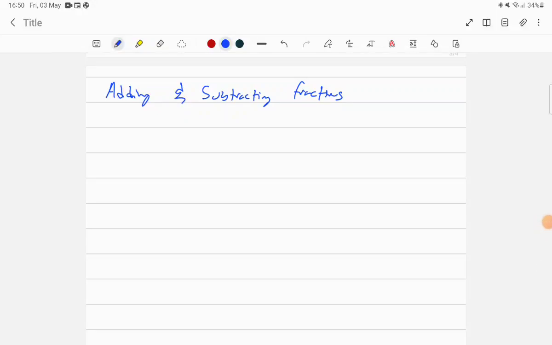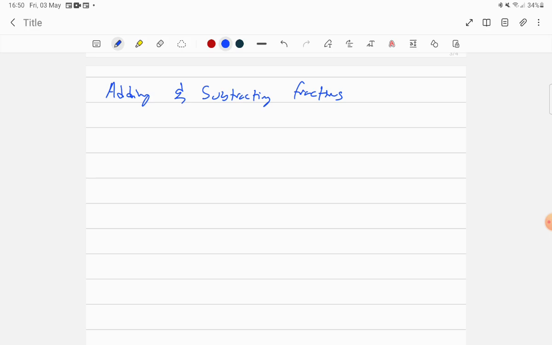Welcome back to our whole number operation. So in this part, we're going to look at adding and subtracting fractions. When it comes to addition and subtraction of fractions, these fractions would have to have the same denominator in order for you to easily subtract or add them.